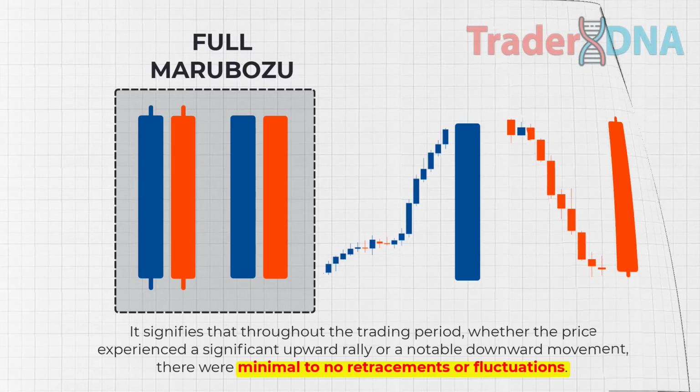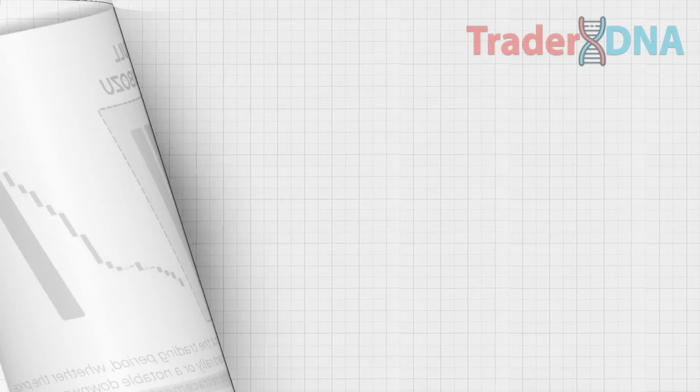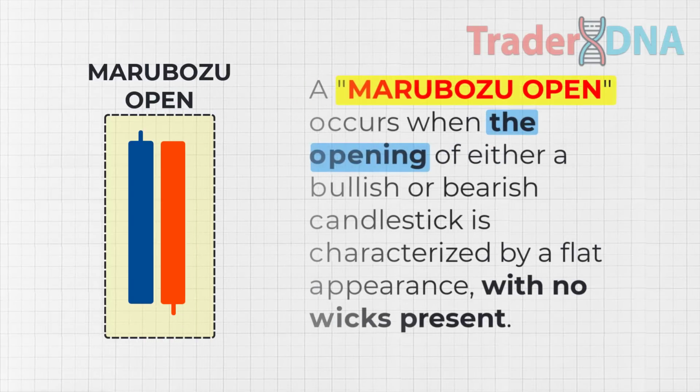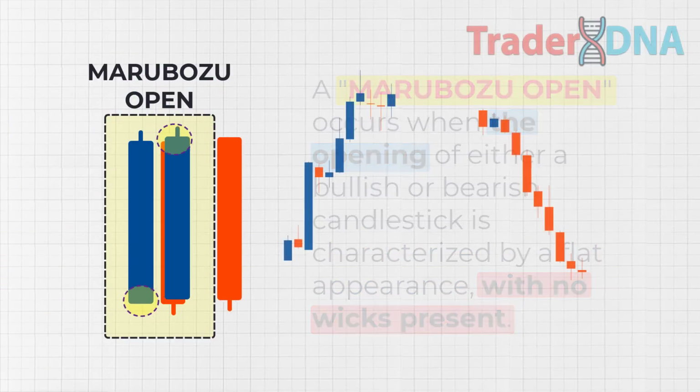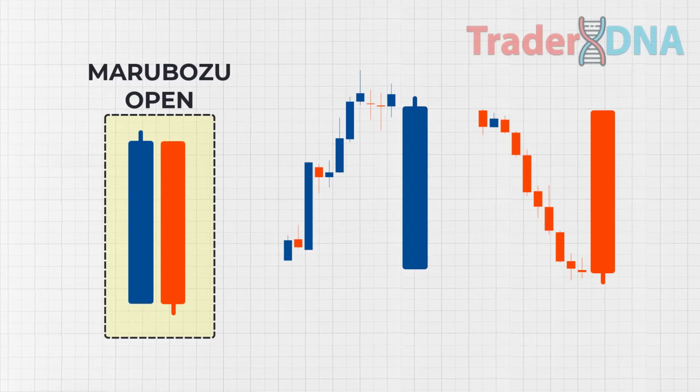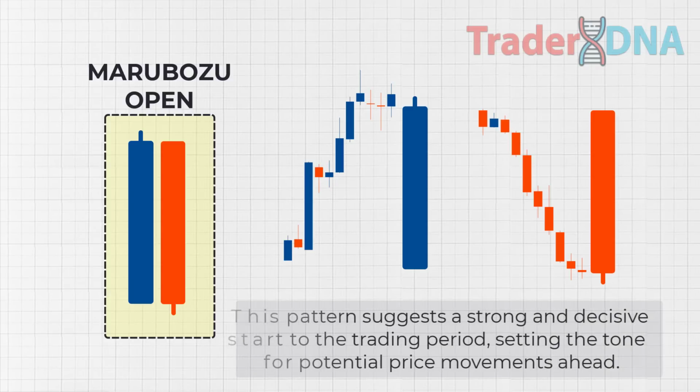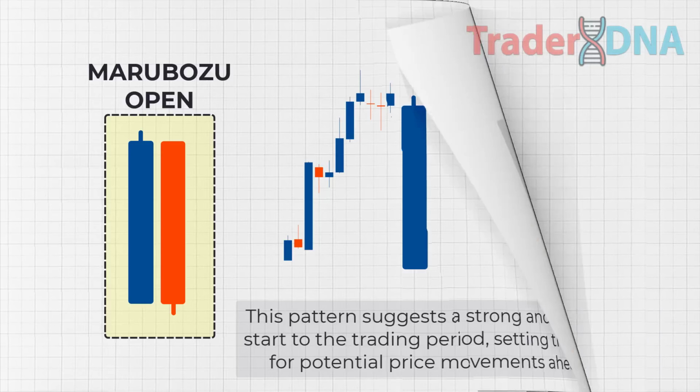A Marubozu open occurs when the opening of either a bullish or bearish candlestick is characterized by a flat appearance, with no wicks present. However, it's important to note that while the opening lacks wicks, the closing of the candlestick may still include wicks. This means that although the price may have fluctuated throughout the trading period, ultimately closing with some retracement, the opening of the candlestick itself was steady without any significant deviations. This pattern suggests a strong and decisive start to the trading period, setting the tone for potential price movements ahead.